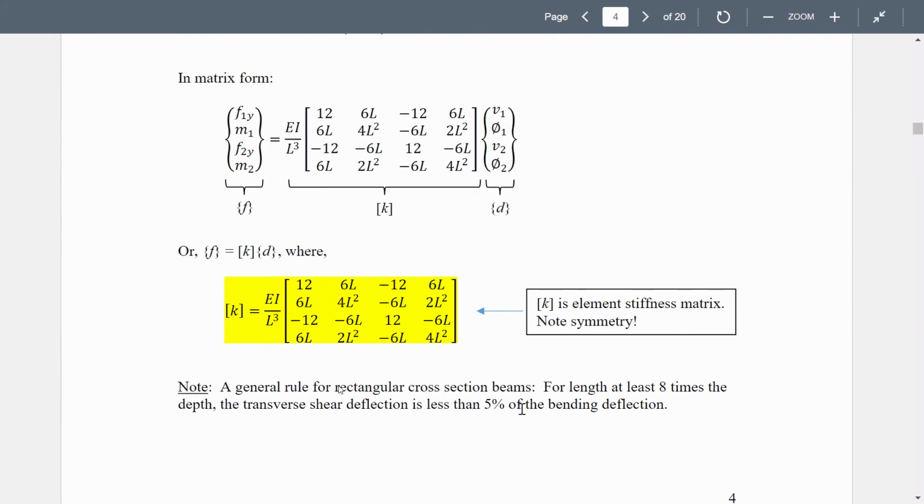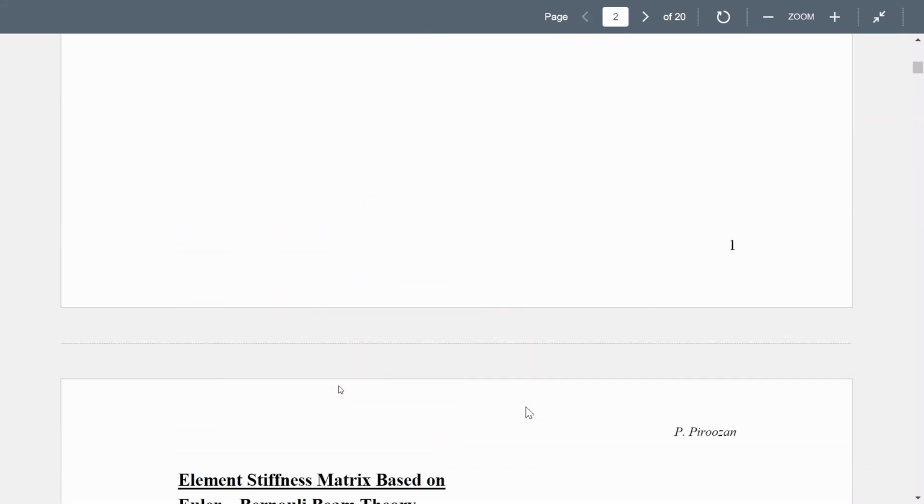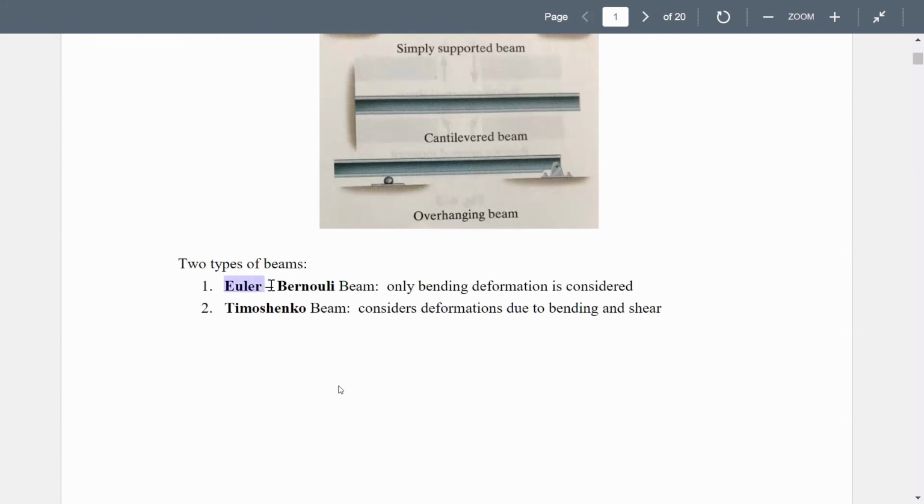Now, one more item here. Remember, we said that there are two types of beams, Euler-Bernoulli beams and Timoshenko beam or Timoshenko theory. Euler-Bernoulli does not include the effect of shear, but Timoshenko includes the effect of shear. Now the question is, when should we include it, and when don't we need to include it?